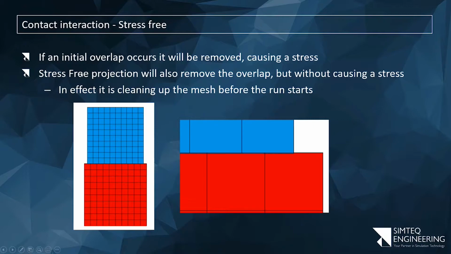The second one is stress-free projection. So if I have a mesh like this, it looks good, and I start zooming in, I say, oops, there's a bit of an overlap. That can be due to bad CAD. It can be that there should have been an interference fit. So the question is, what will happen if I run this model? Let's say I constrain this on the top and the bottom, and I run this.